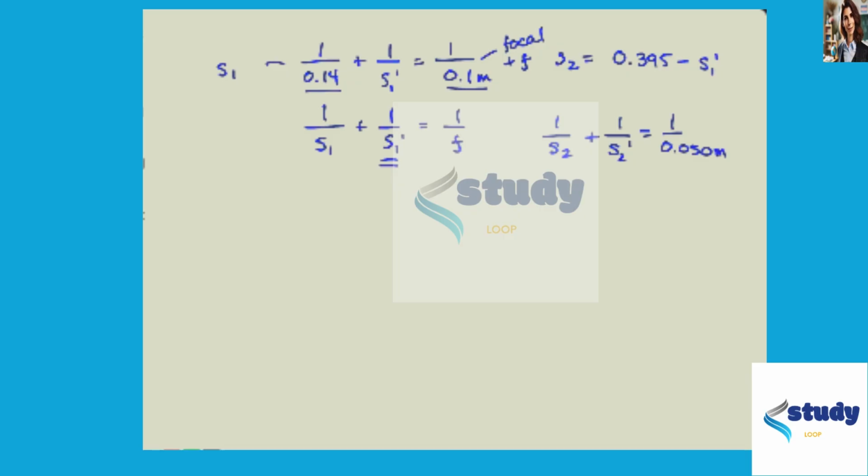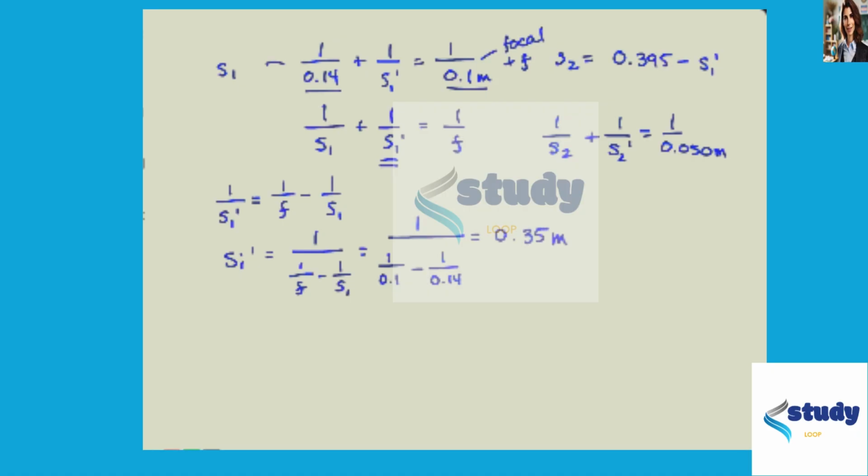So we can do 1 over S1 prime equals 1 over F minus 1 over S1 if you move it to the other side. And then if you inverse the entire fraction on both sides and plug in your values, so that is 1 over 0.1 minus 1 over 0.14. 1 over that value gets us an S1 prime, the distance of the image, of 0.35 meters.